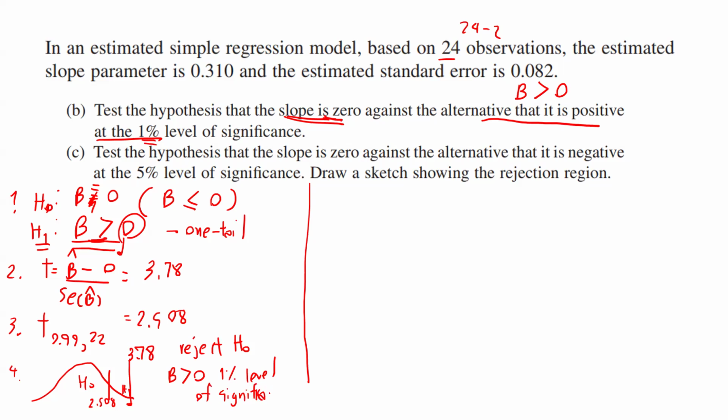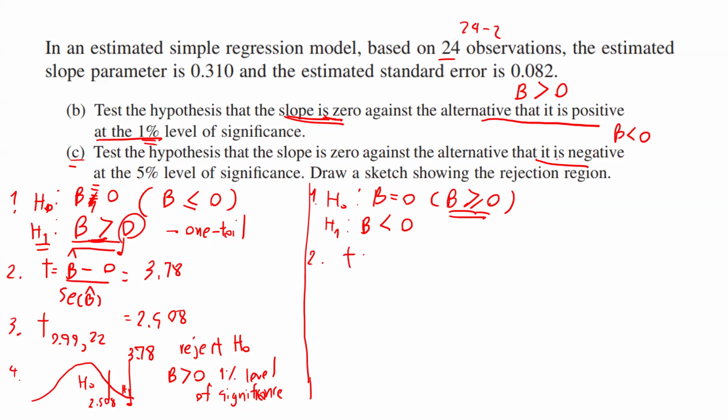So this is the way you answer. Now the third question, they would like to test again, but this time the alternative is negative. So first step, you can write down beta less than 0, or H naught beta greater or equal 0. Either way is okay. I prefer this way. I think the pair is better to understand.